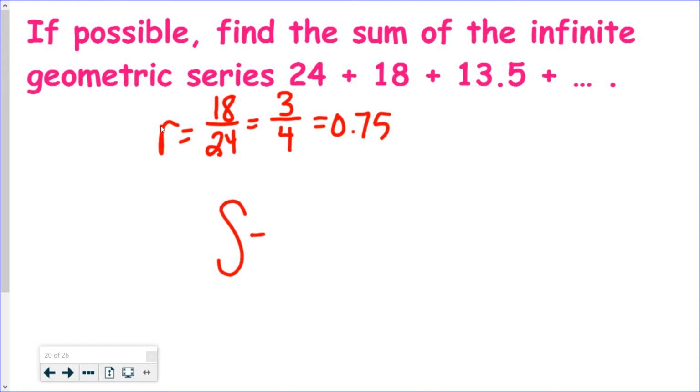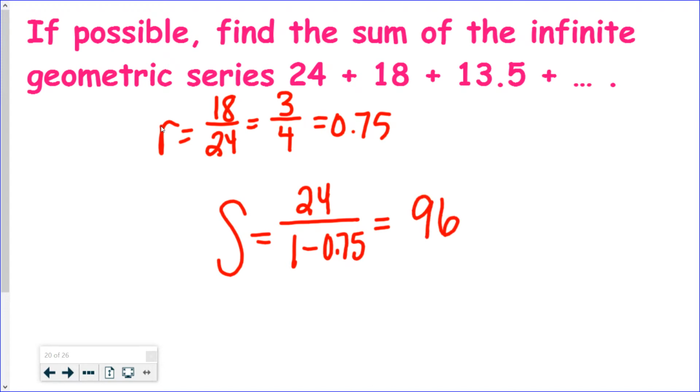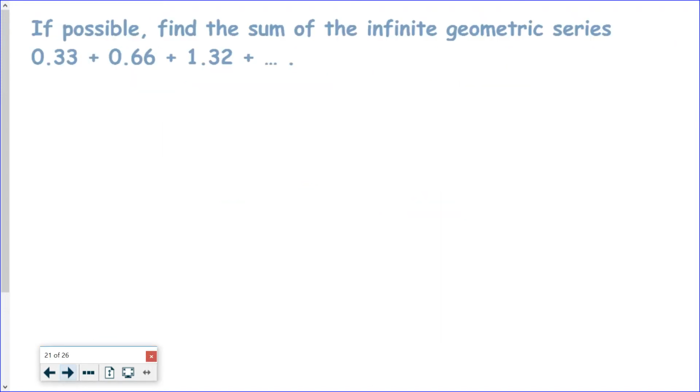We write the sum as just S. Notice I'm not putting a number down here because it's not a partial sum of the first 5 terms or 6 terms or 11 terms. It's the sum of all of the terms. We have the formula where it's the first term, 24, divided by 1 minus my common ratio, which is 0.75. When we work that out, that is equal to 96. All right, let's look at the next example.